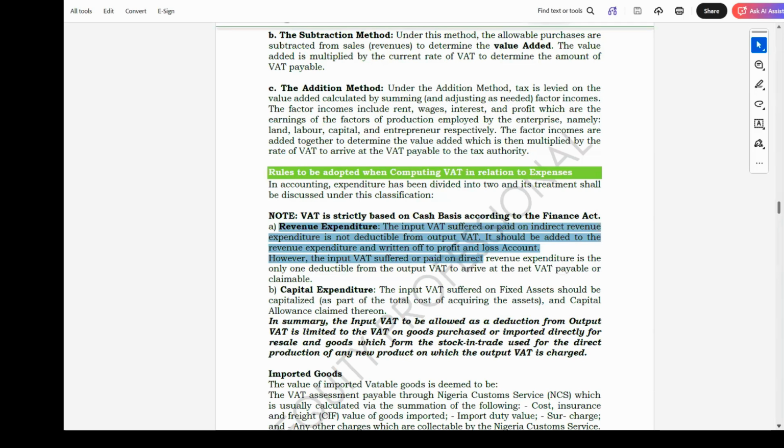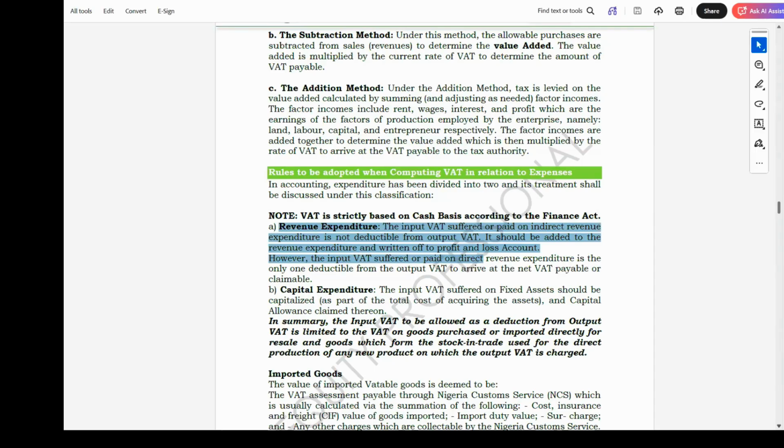Any VAT suffered on capital expenditure will be added as part of the cost of the asset, which will be available for capital allowance claim. Because you are going to claim capital allowance, the law allows you to add any VAT you suffered on a non-current asset as part of the cost of that asset, on which you are going to claim capital allowance. So you cannot be allowed again to claim it as input VAT. It's going to become a double claim.